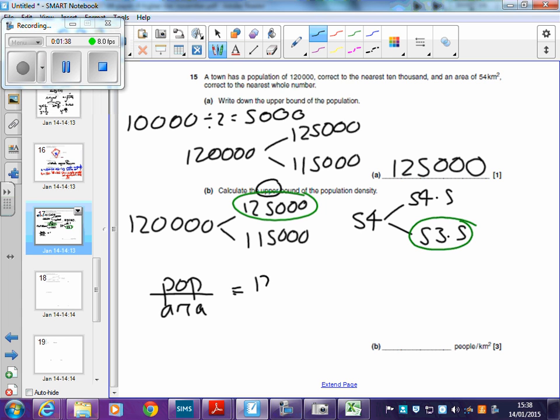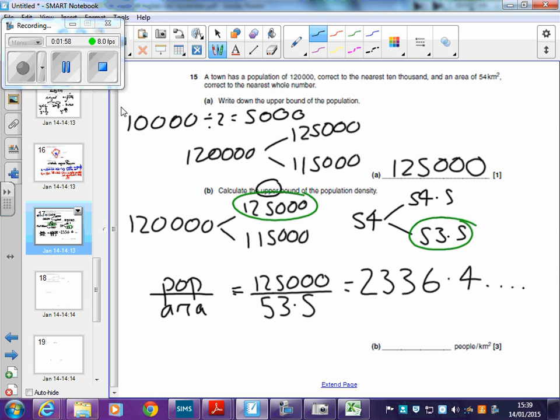So 125,000 divided by the smallest area, 53.5. Stick that into a calculator: 125,000 divided by 53.5 equals 2,336.4... We could round that to the nearest whole number, or you can just leave that. I'm just going to put 2336 people per kilometre squared.